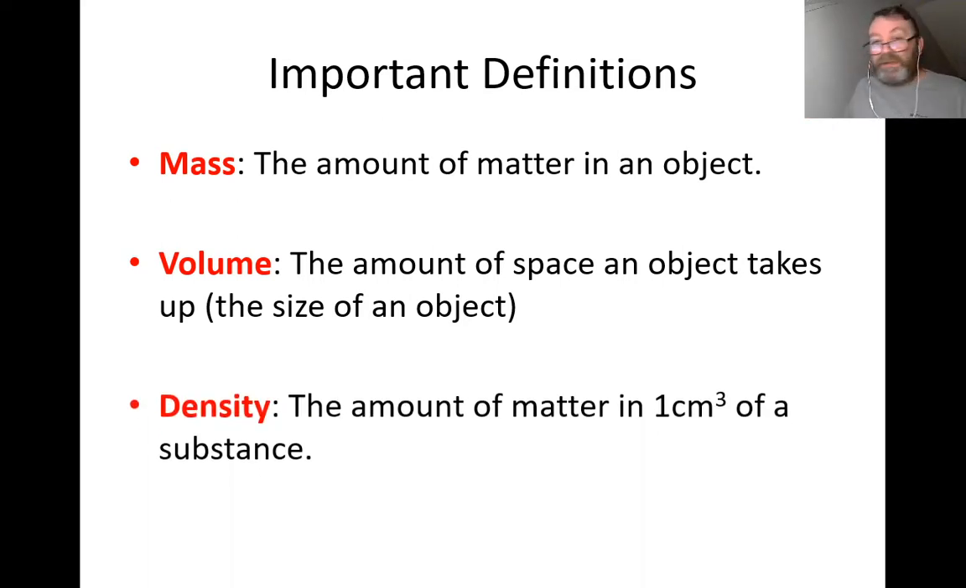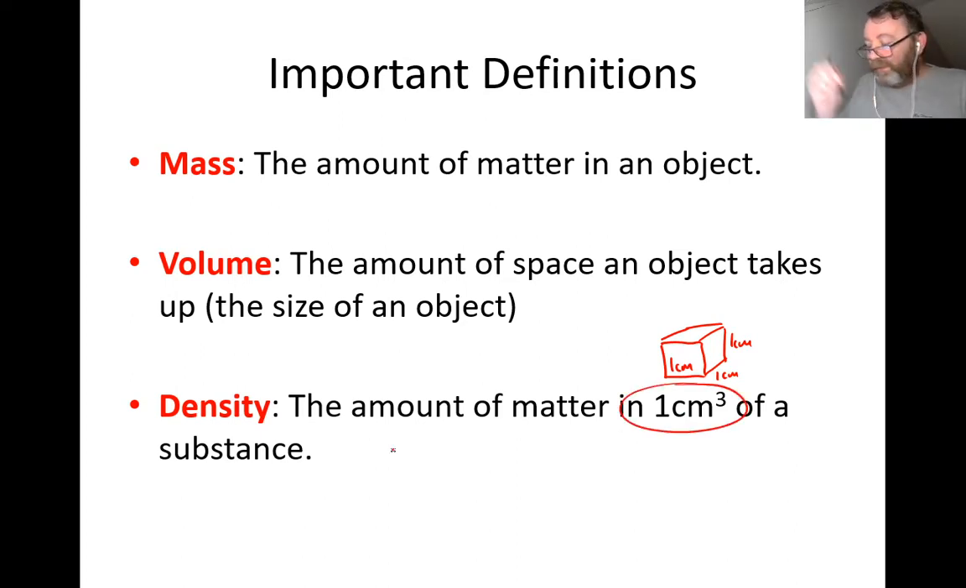And lastly then, density is the amount of matter in 1 centimeter cubed of a substance. Now, again, I want you to think about what 1 centimeter cubed is. A 1 centimeter cube is a cube like this that measures 1 centimeter by 1 centimeter by 1 centimeter. So it's a cube whose length and width and height are 1 centimeter each. But notice that density is the amount of matter in 1 centimeter cube of a substance.